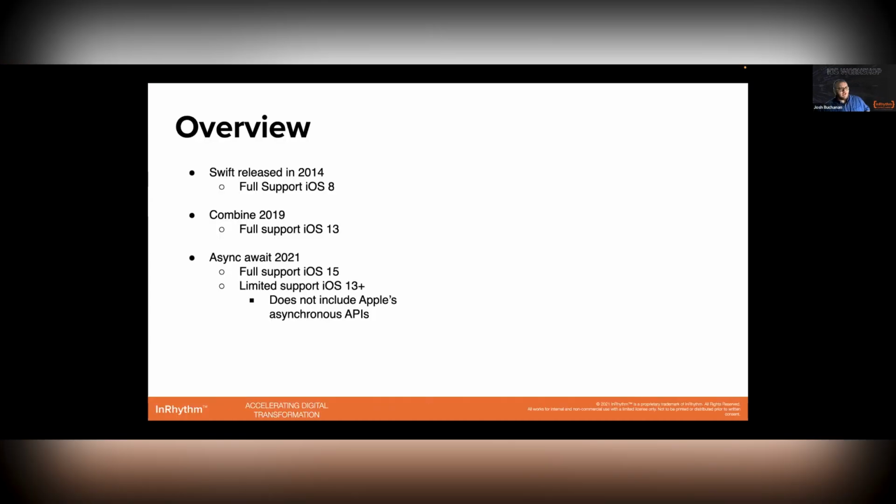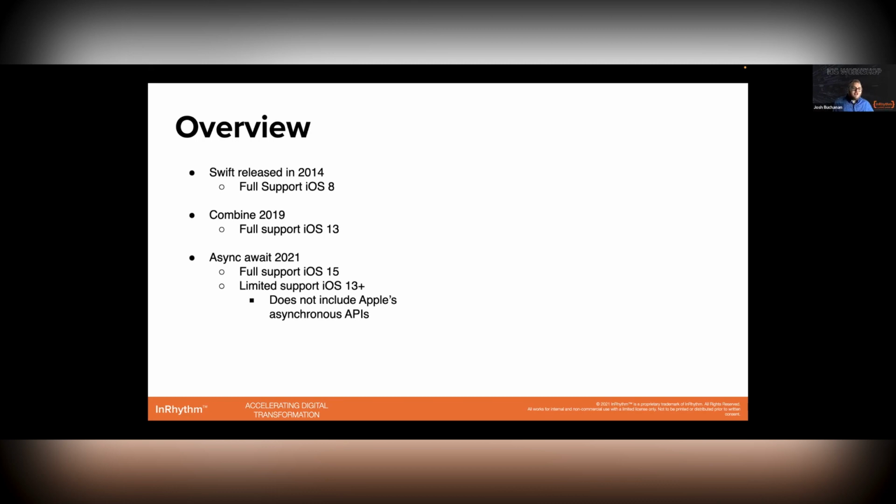Okay, so how did we get here? Well, Swift was released in 2014, had full support in iOS 8. With Swift coming to iOS, that's when we got closures and completion handlers that replaced the delegate pattern we were also familiar with. And when all you have is a hammer, everything looks like a nail. So we started using closures and completion handlers for everything. As a result, we got nested closures, and it's a tricky situation.